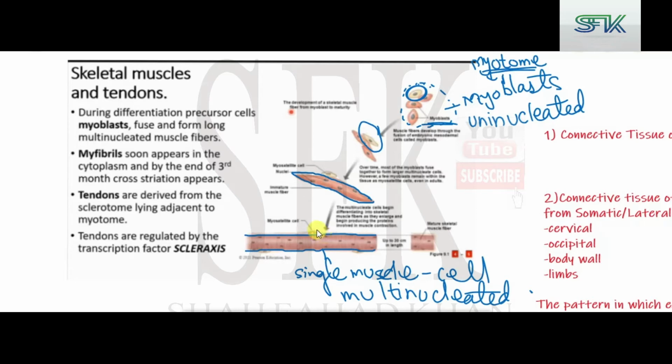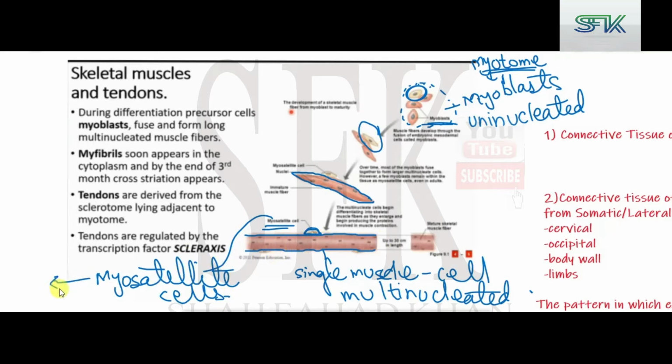These cells are attached in very close proximity to these muscle fibers, and these cells are known as the myosatellite cells. These are the stem cells of the muscles, and they help in the hypertrophy of the muscles in order to help them in several adaptations, in order to grow in size.